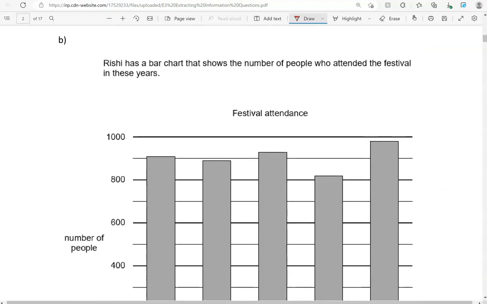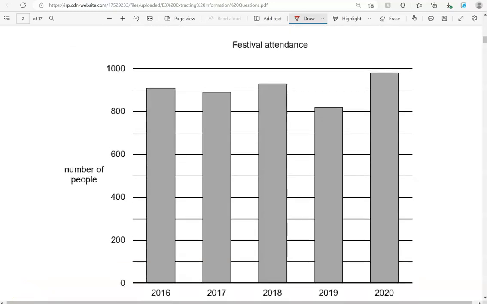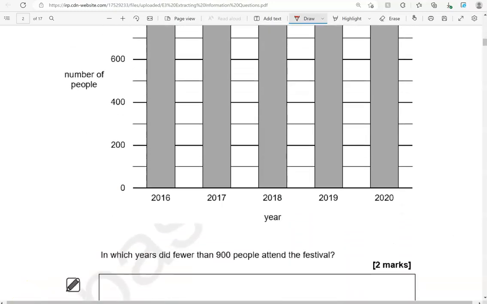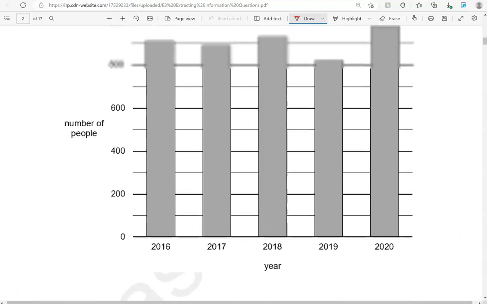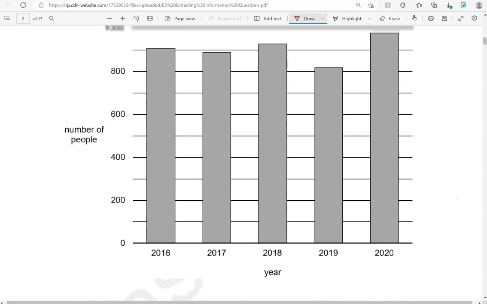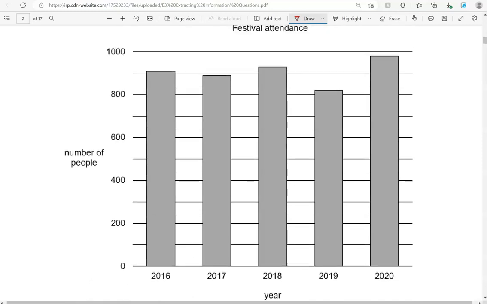Rishi has a bar chart that shows the number of people who attended the festival in these years. In which years did fewer than 900 people attend the festival? So fewer than 900. Where is 900? That is in between 800 and 1000. So fewer than this. That's this one and this one. So that is 2017 and 2019.